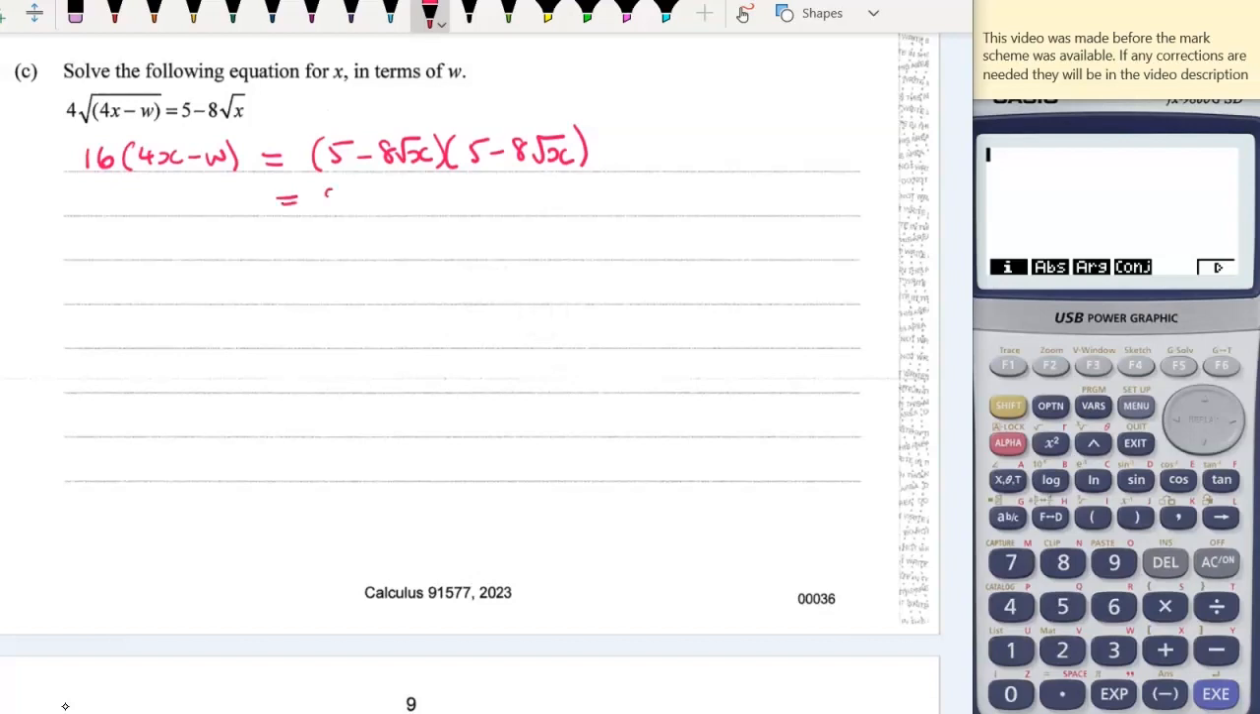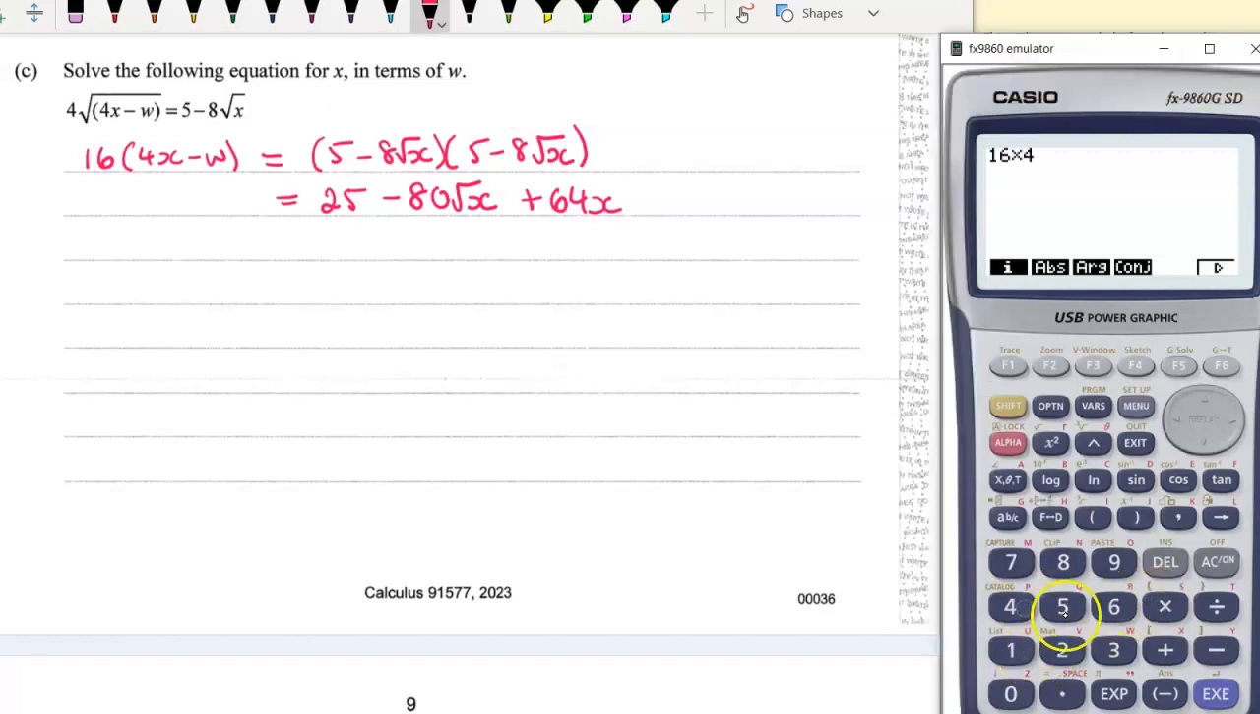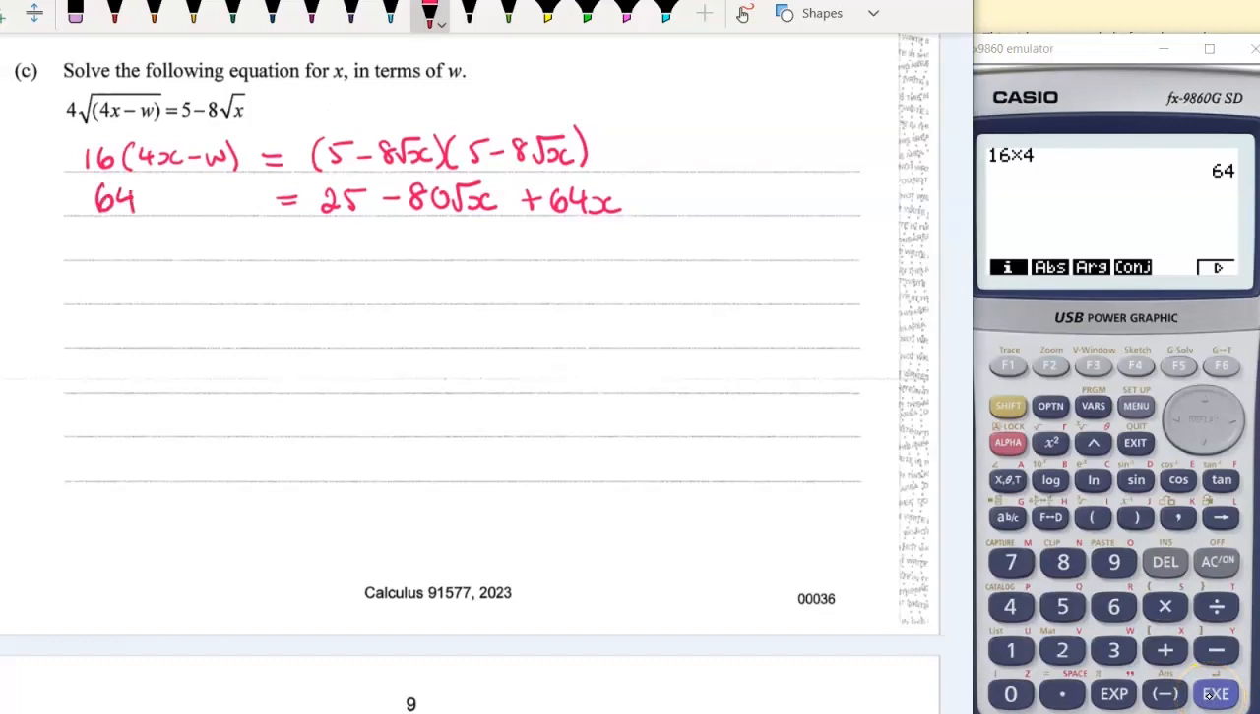So if we multiply that out, we get 25 minus, this will give us 5 times 8 is 40, so it'll be minus 40 root x, and then another one from this one, so it'll be a total of minus 80 root x, plus the 8 times the 8 is 64, and the root x times the root x is an x. Over here we have 16 times 4 is also 64. So we've got 64x minus 16w. That 64x there cancels with that one.